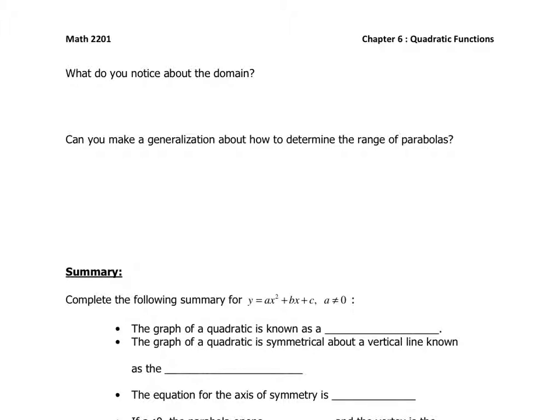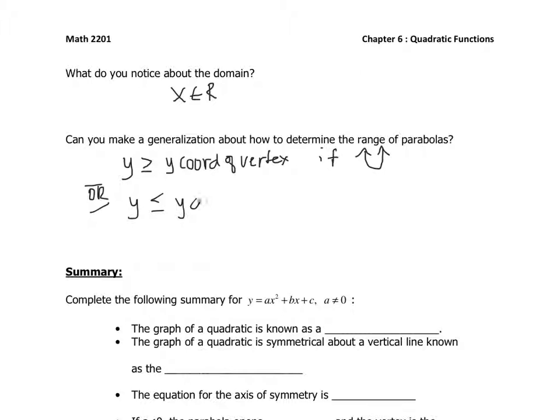So what you notice about the domain was that it was always all real numbers. And can you make a generalization about how to determine the range? You need to know if the graph opens up or down, and what the y coordinate of the vertex is. So the range would be y greater than or equal to the y coordinate of the vertex if the graph opens up, or it would be y less than or equal to the y coordinate of the vertex if the graph opens down.